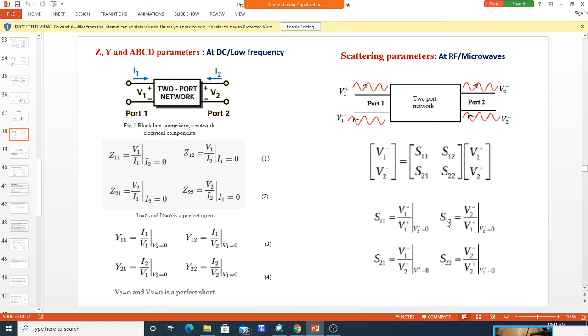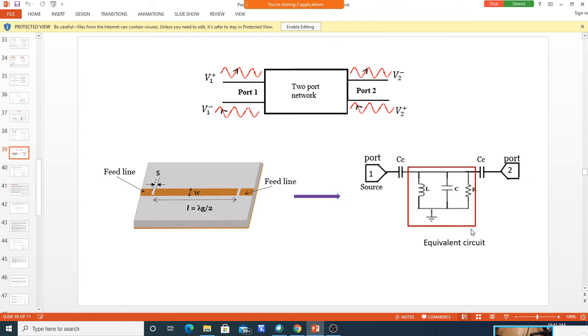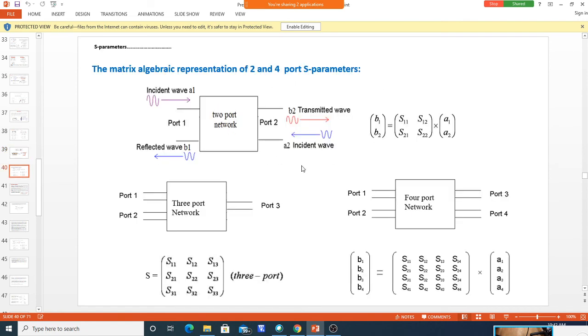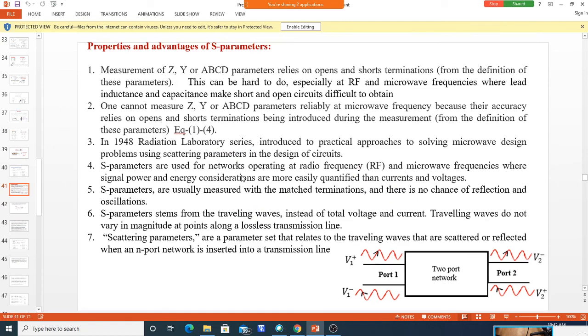The second suffix usually represents the incoming wave in the denominator. Here the first subscript is the outgoing wave, and the second is the incoming wave at port 1, V1 plus. So it is V2 minus over V1 plus. Similarly S21, sorry, this is S21. We will see that in the next slide. So this is about S parameters.